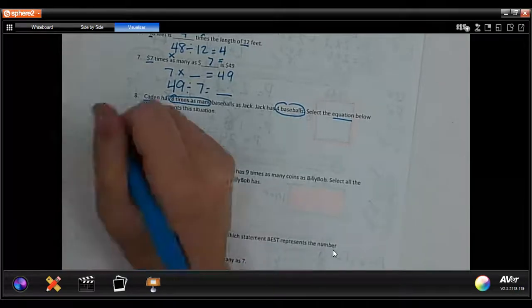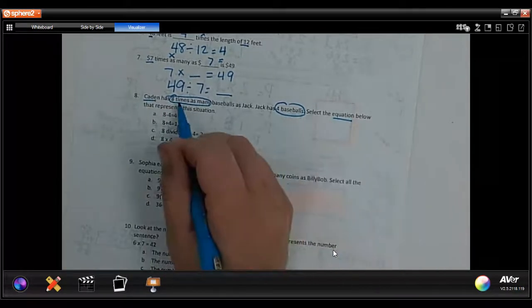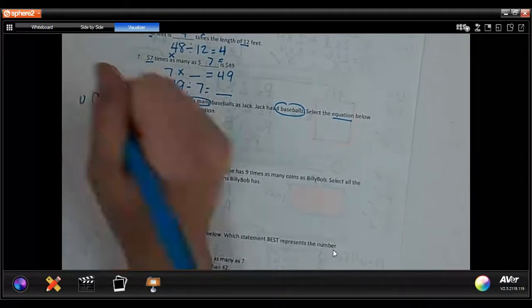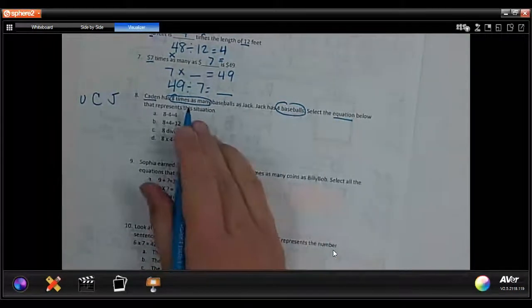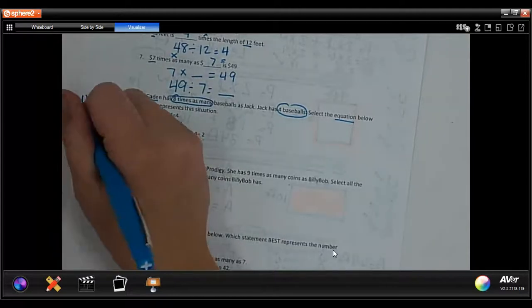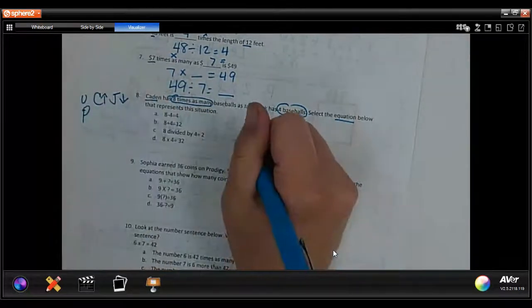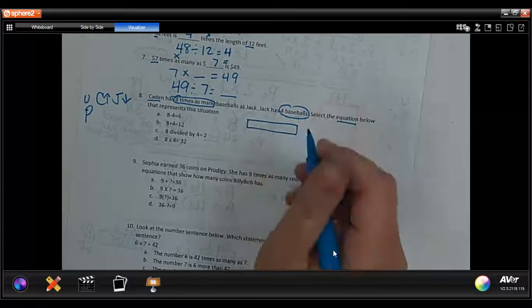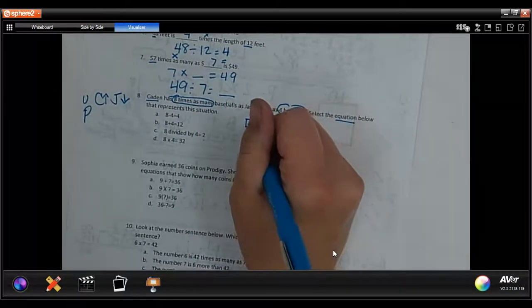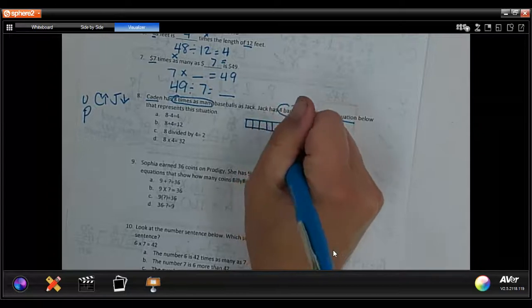So I'm going to understand the problem first. I know that Caden and Jack are the two things I'm talking about. Caden has 8 times as many baseballs as Jack, so I know Caden has more and Jack has less. Now I'm going to plan it out by drawing a picture. So this is Caden's because he has more. And I'm going to break that up into 8 times. 1, 2, 3, 4, 5, 6, 7.